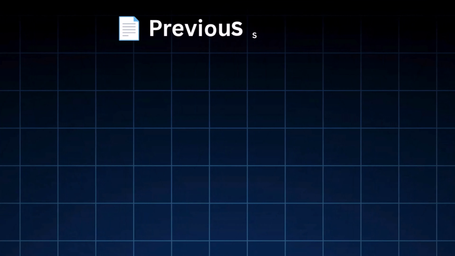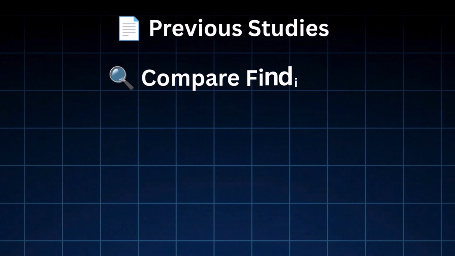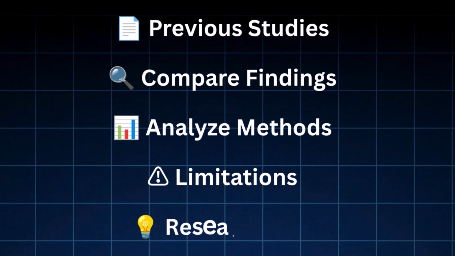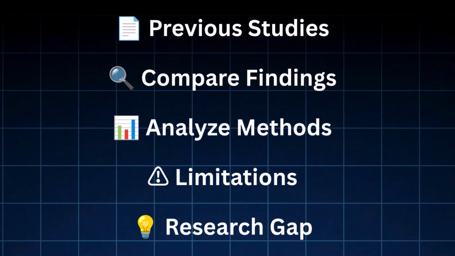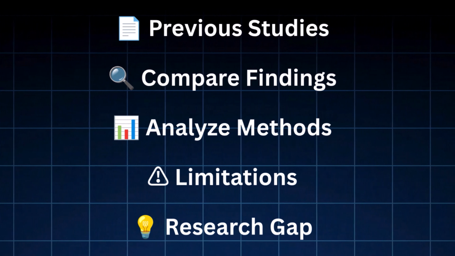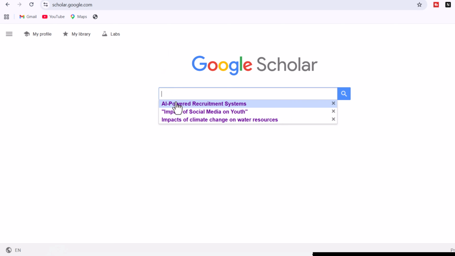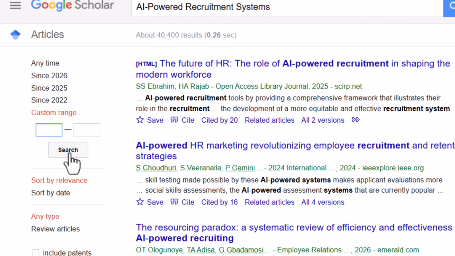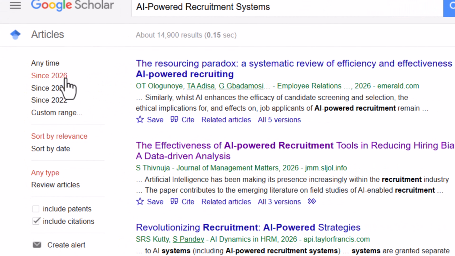A literature review is a summary and critical discussion of previous research related to your topic. Instead of simply describing studies, you compare, evaluate, and identify patterns, strengths, limitations, and research gaps. The first step is collecting high-quality research papers. Use Google Scholar or SciSpace to search for recent articles published within the last 5 years.